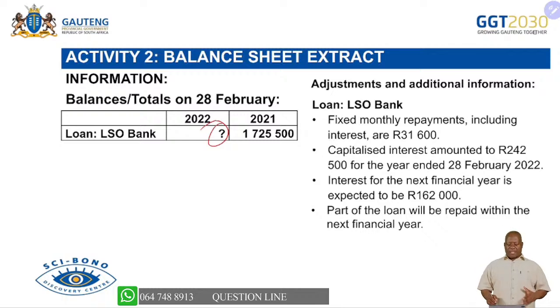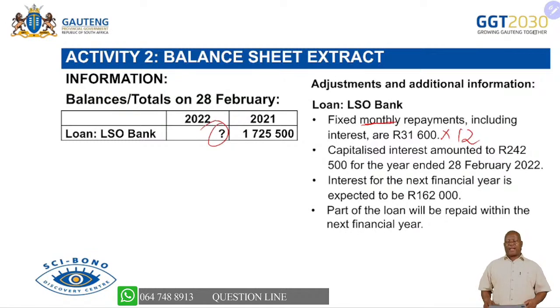Now, the information that we are given is saying we took a loan from LSO Bank. They're saying we are making fixed monthly repayments, which includes interest and what? And the capital portion of the loan. So it therefore means this is monthly, because they said monthly. For it to be yearly or annually, we must multiply it by 12. Good.